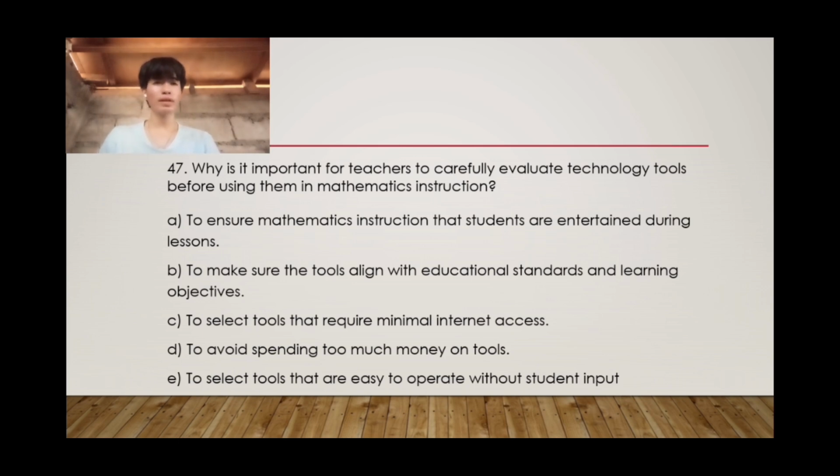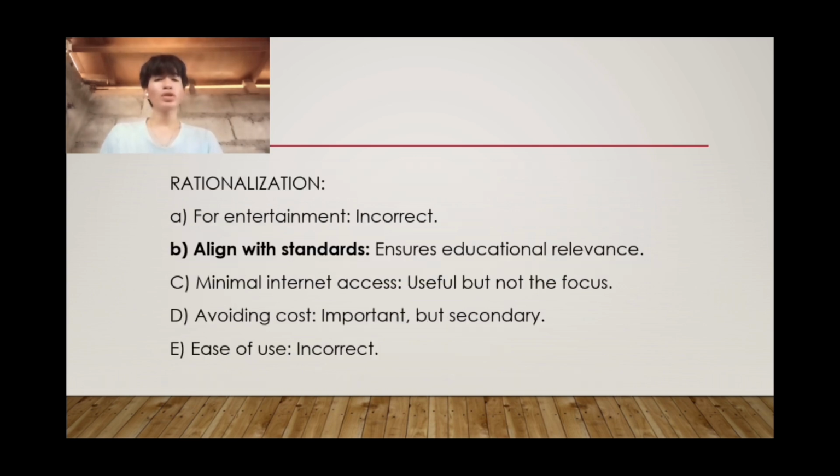So our answer for this number will be letter B. To make sure that the tools align with educational standards and learning objectives, which ensures educational relevance. So let's rationalize A, C, D, and E are not the correct answer. For letter A, to ensure that students are entertained during lessons, which is incorrect. For letter C, to select tools that require minimal internet access, which is useful but not the main focus. For letter D, to avoid spending too much money on tools, important, but this is secondary. And for letter E, to select tools that are easy to operate without student input, which is incorrect.